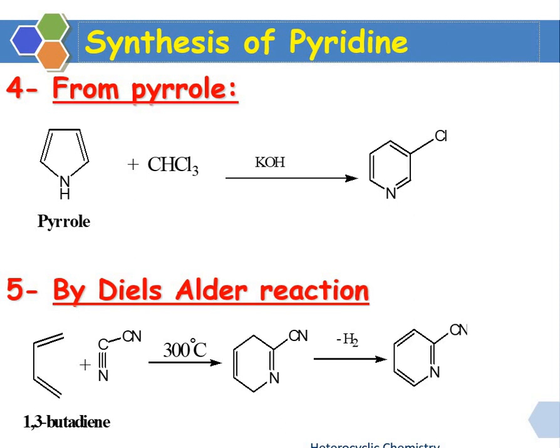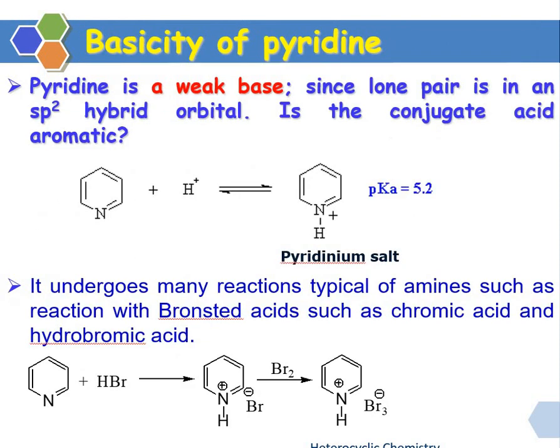Now, the fourth method of synthesis of pyridine is from pyrrole. You know, pyrrole undergoes reaction with chloroform in basic conditions, ring expansion occurs, and 3-chloropyridine is obtained. Now, you can see the famous Diels-Alder reaction. From Diels-Alder reactions also you can synthesize pyridine from 1,3-butadiene.